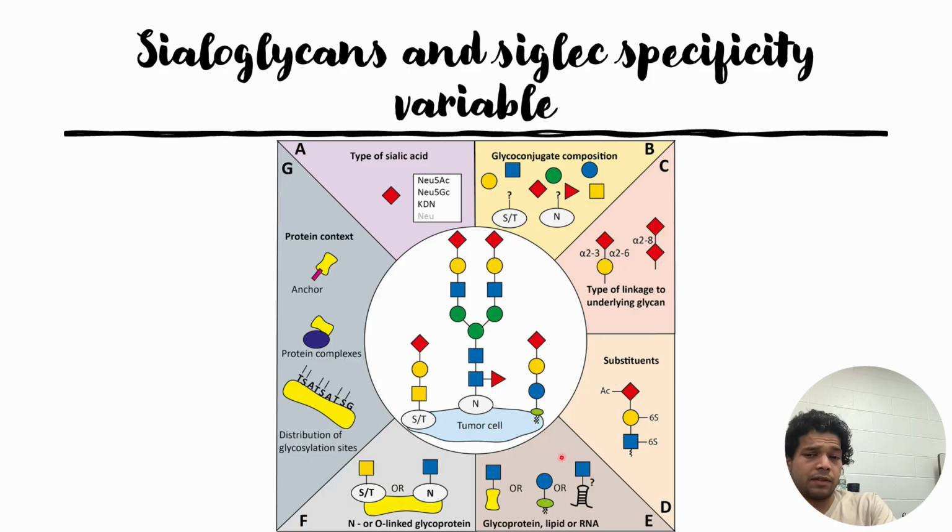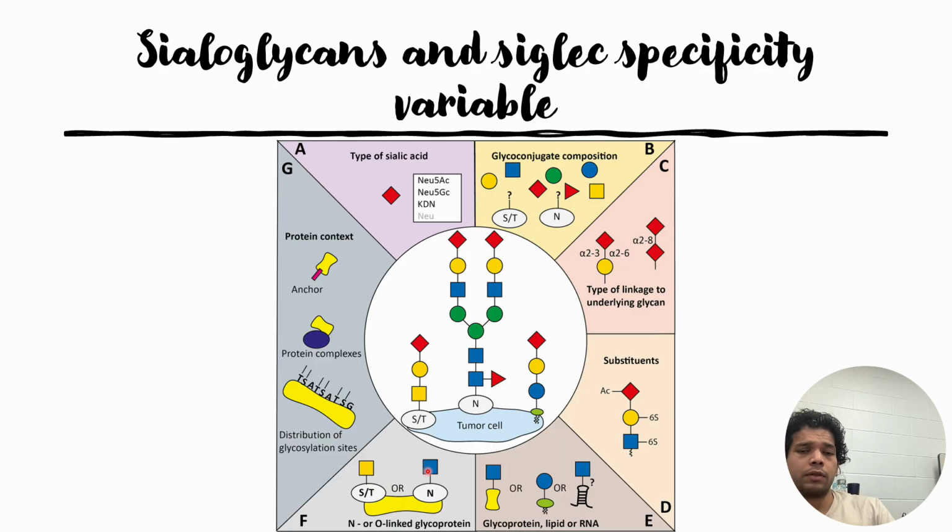And afterwards, the backbone of the glycans, that is, which kind of backbone the glycan is carried on, whether it's a protein or glycoprotein, or whether it's a lipid on the cell surface, or, as has recently been found out, glycans are also found on RNAs. So these backbone structures will also play a role in the Siglec and sialoglycan interactions.